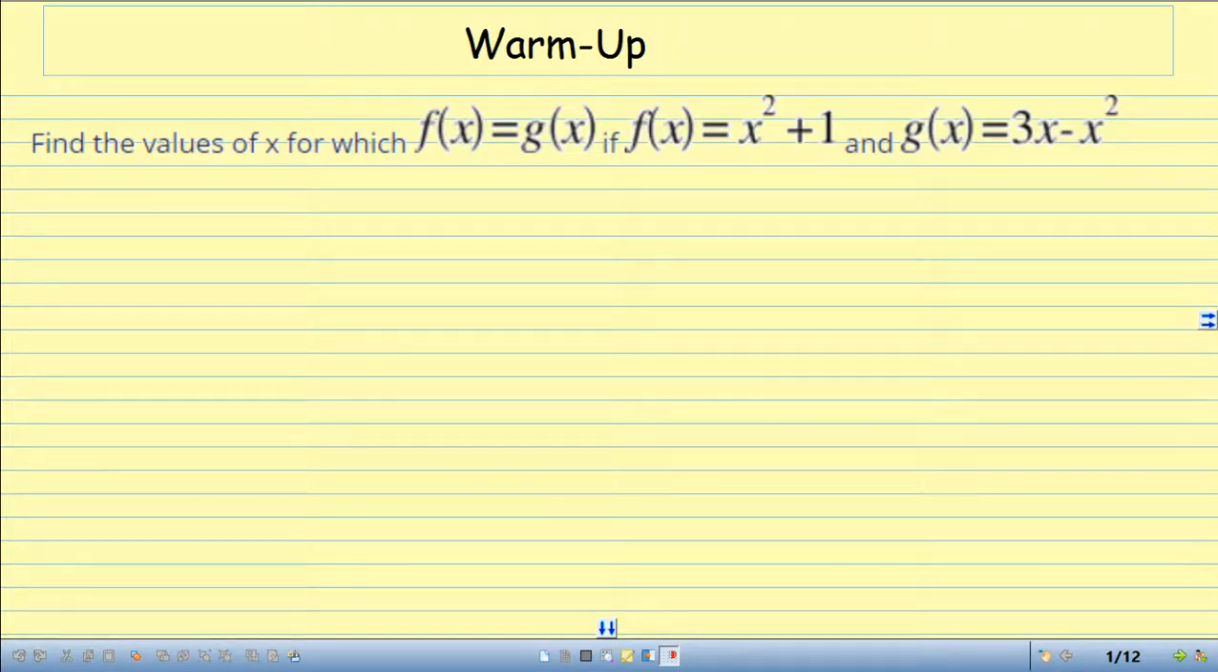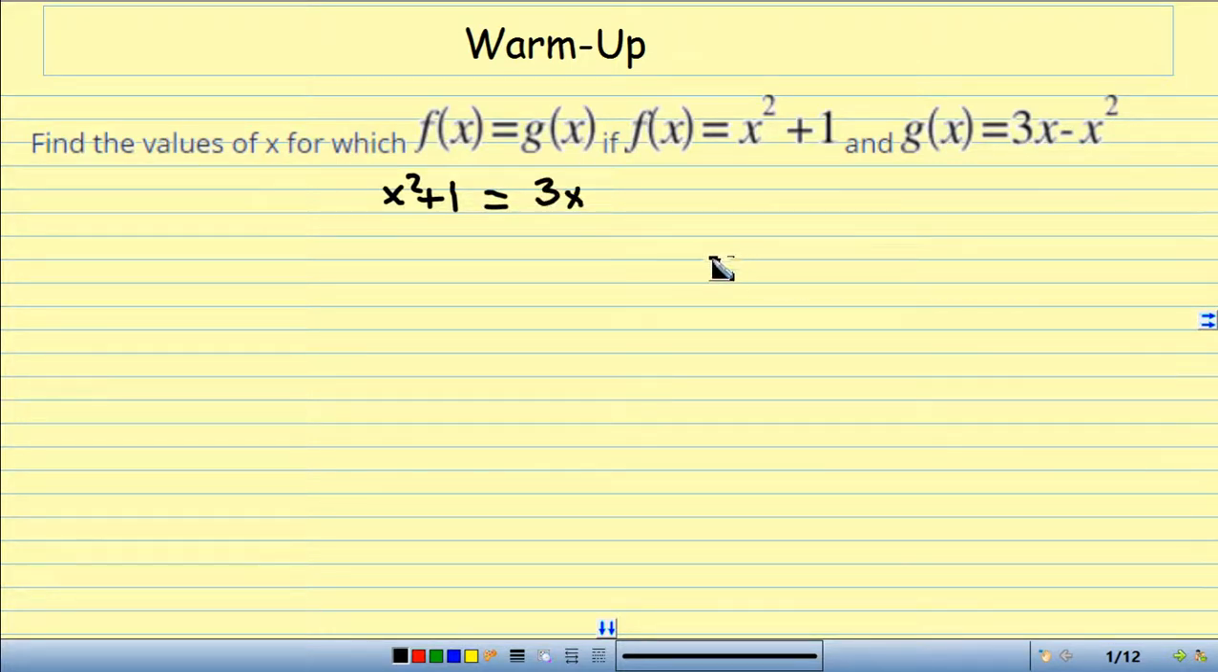I need to find the values of x for which f of x is equal to g of x, when f of x is equal to x squared plus 1 and g of x is equal to 3x minus x squared. So the first thing I'm going to do is plug in x squared plus 1 for f of x, and plug in 3x minus x squared for g of x.